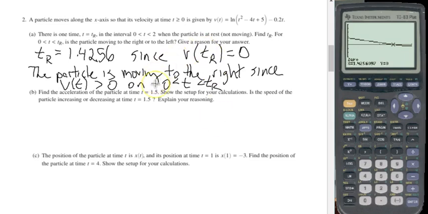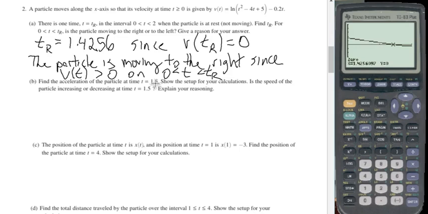Okay, part B. Find the acceleration of the particle at t equals 1.5. Show the setup for your calculations. Is the speed of the particle increasing or decreasing at t equals 1.5? So acceleration at 1.5 is equal to the derivative of the velocity at 1.5, which we could do on the calculator.